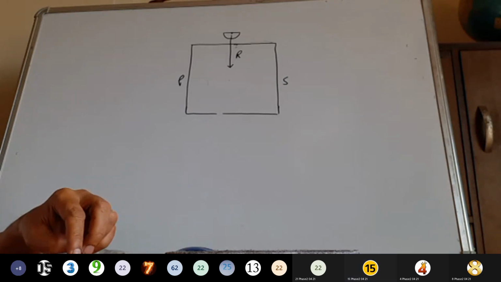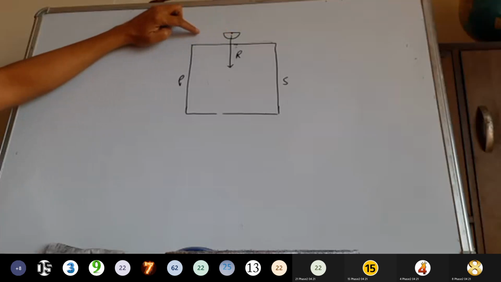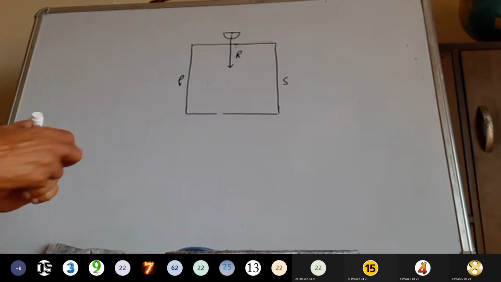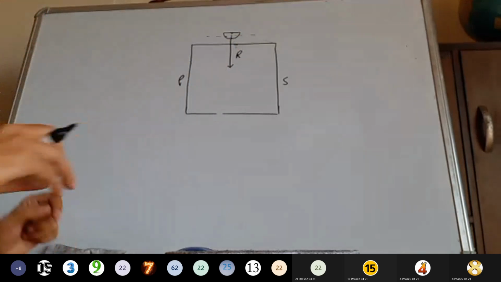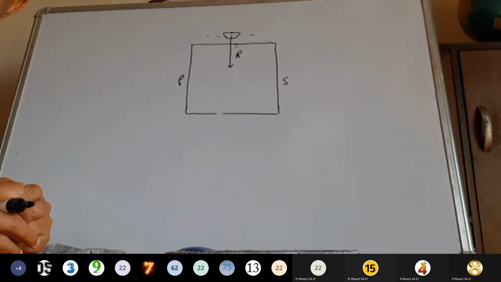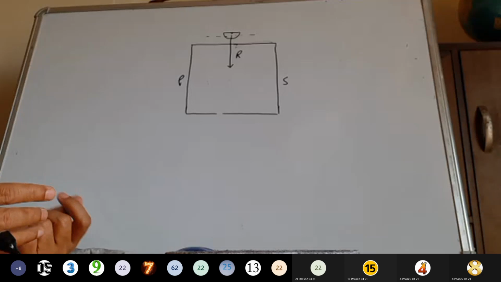No, sir. Why will this force R not cause any deviation? Because it is a vertical force. So what will be the horizontal component of this? The horizontal component will be 0. That means due to force R, in this case, there is no horizontal force.